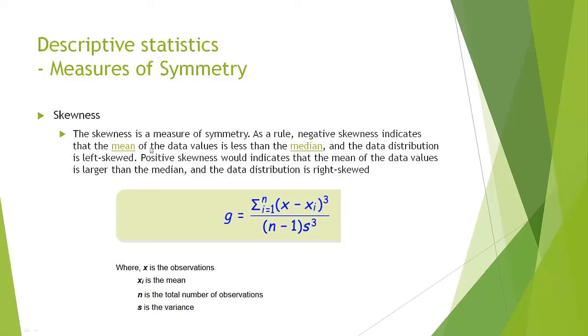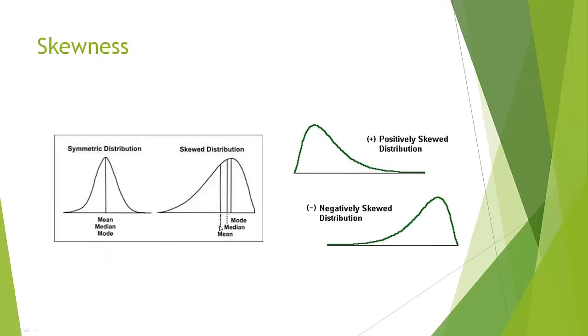Negative skewness indicates that the mean of the data values is less than the median, or the median is greater than the mean, but we always take the mean as a reference. As you see in this diagram, the mean is less than the median because it is negatively skewed, because it tends to fan out more towards the left. That means it's negatively skewed. And if it is positively skewed, it fans out towards the right. This is an example of positive skewness here, positively skewed.